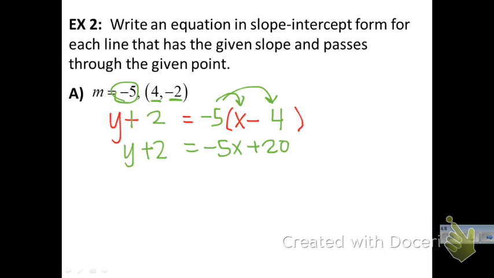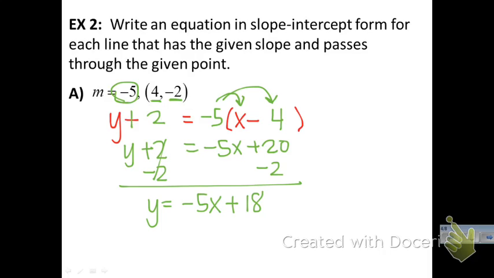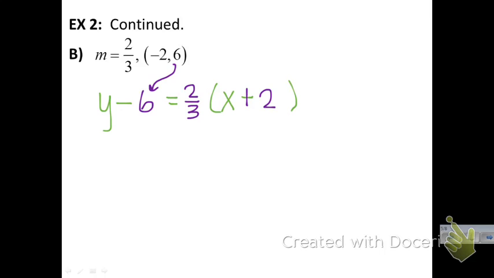And then you have one more step to do, and that is to isolate the y. So we do that by subtracting 2. And y equals -5x plus 18. Example 2b, we're doing the same idea where we're going to fill in our point slope formula because we have a point and we have slope. So here, our slope is 2/3. Our x1 is a -2, so we go plus 2, and our y1 is a 6. That comes from that ordered pair.